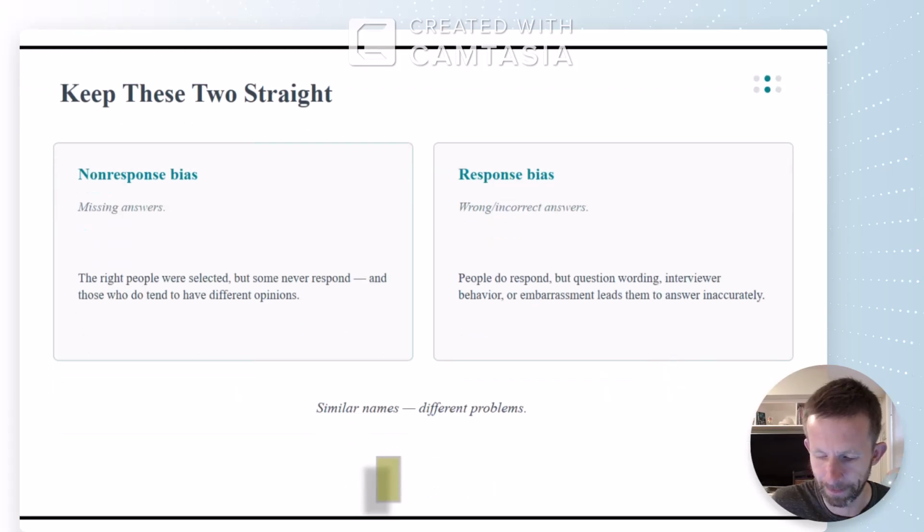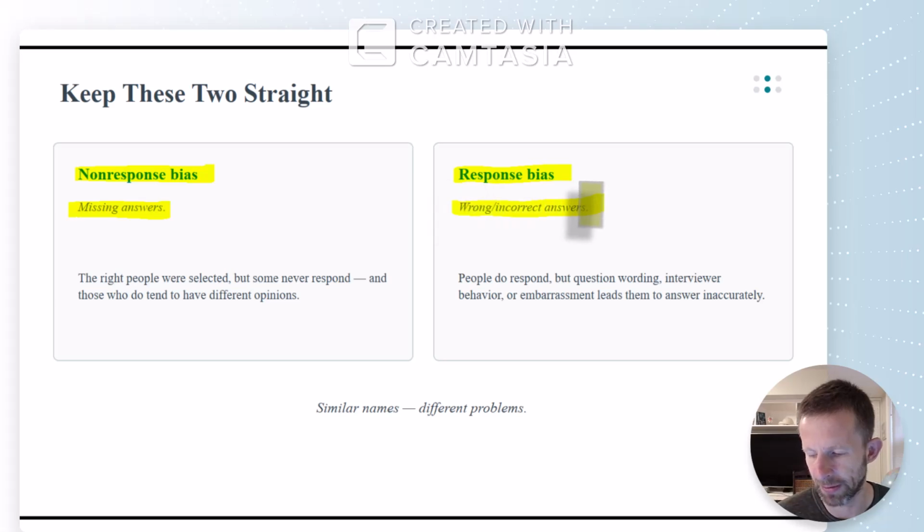So two things to keep straight. Non-response bias: there are missing answers. Response bias: wrong answers. With response bias, you get an answer, but it's often either untruthful or inaccurate.